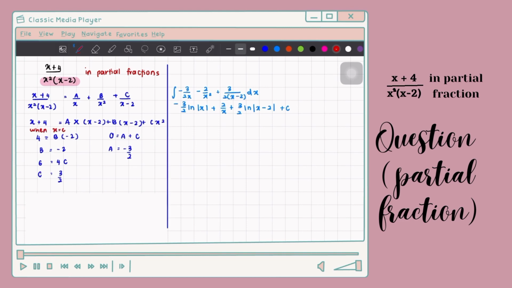And then we have to substitute, when x equal to 0, because these have two values of x, which is x equal to 0 and x equal to 2.